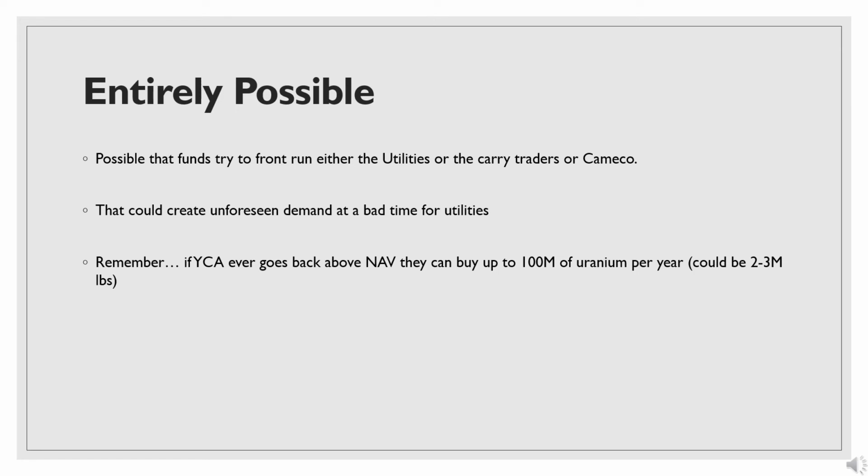Now, this would mean that there's potentially some unforeseen demand at what could be a bad time for utilities. And also, let's remember, if Yellowcake ever starts trading above their net asset value again, they can buy up to $100 million of uranium per year. Now, at $30, that's more than 3 million pounds. At $50, it's 2 million pounds. So if some people get bullish on uranium again, that's another potential source of a little bit, but some demand.